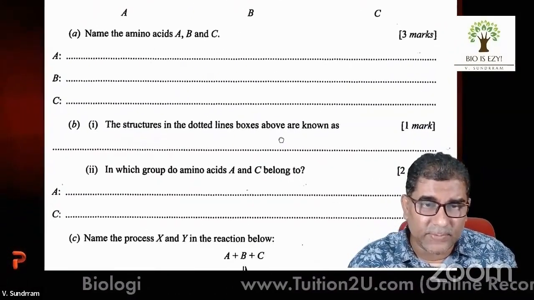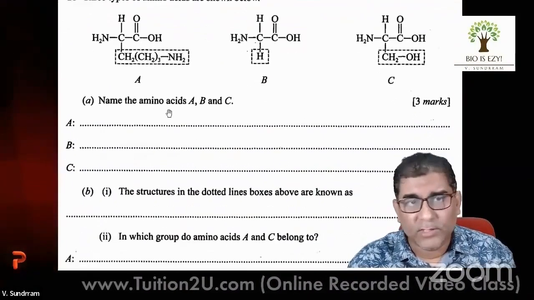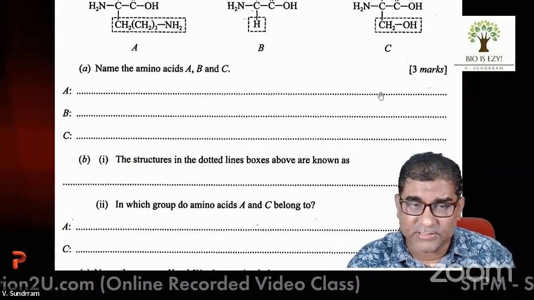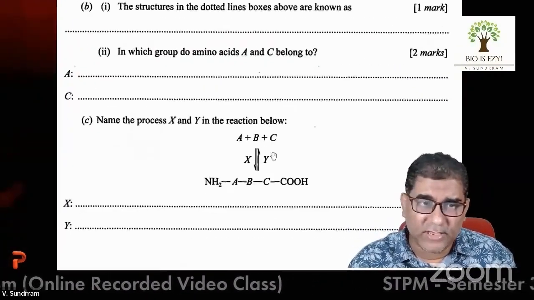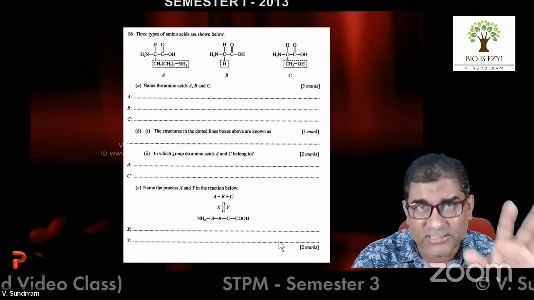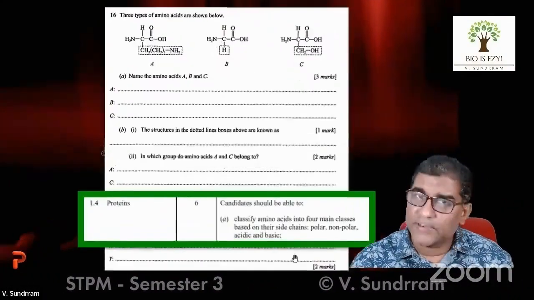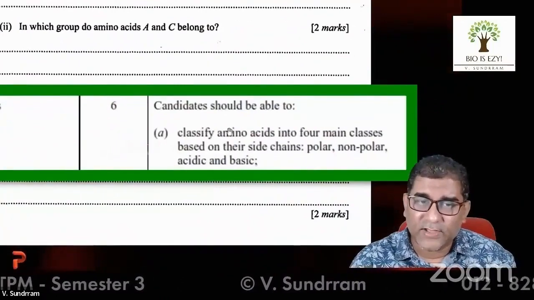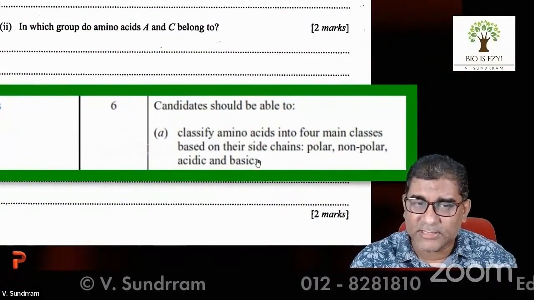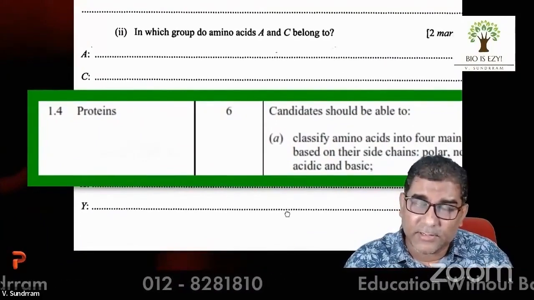And I'm interested in this. In which group do amino acids A and C belong? You identify the amino acid. What is this dotted line here? What does this represent? And in which group do they belong? And then we have some formula reaction here. This is the actual STPM exam question. If you refer to the syllabus, this is what it mentions: classify amino acids into 4 main classes based on the side chain: polar, non-polar, acidic, and basic. This is what 1.4 of the syllabus text mentions.